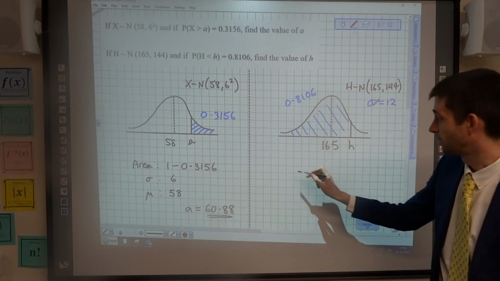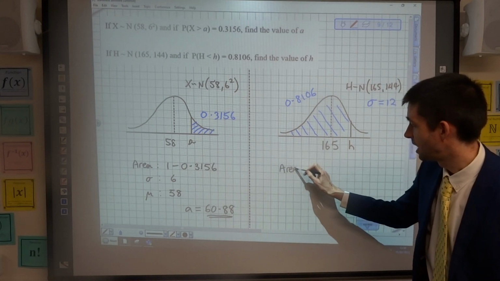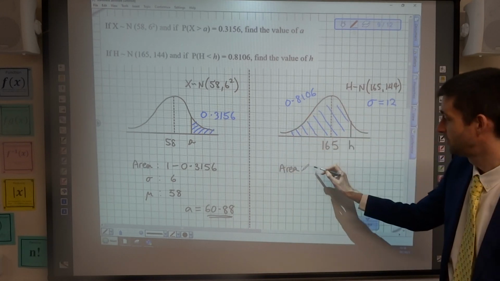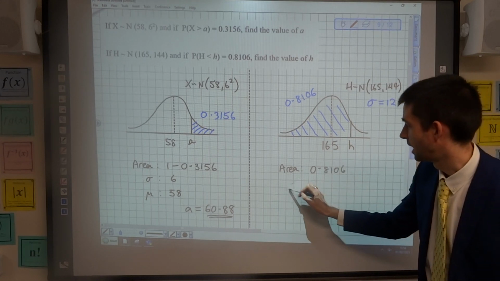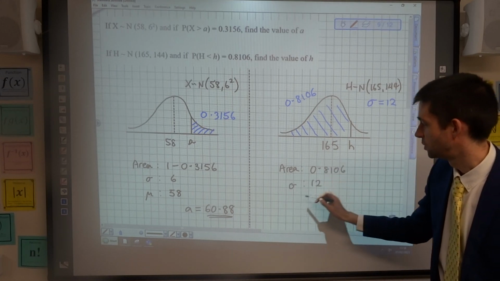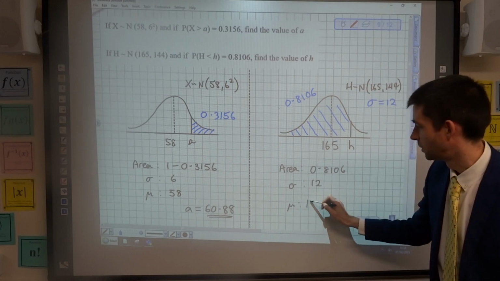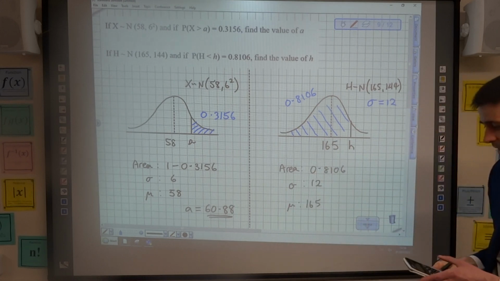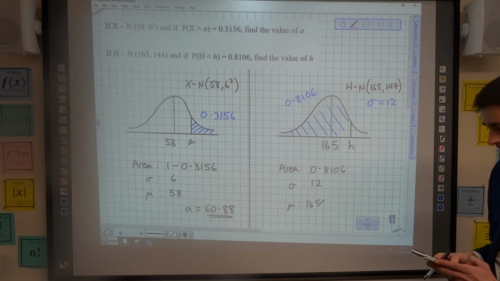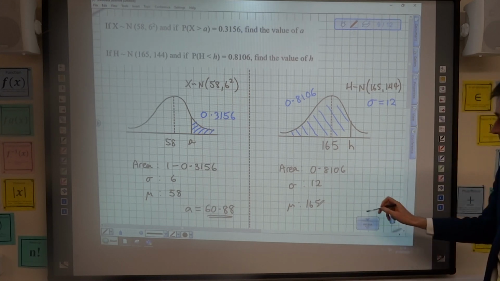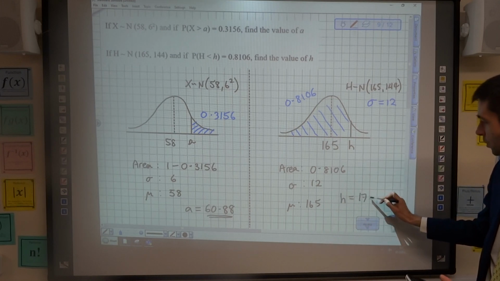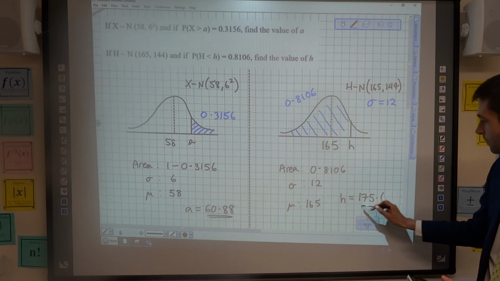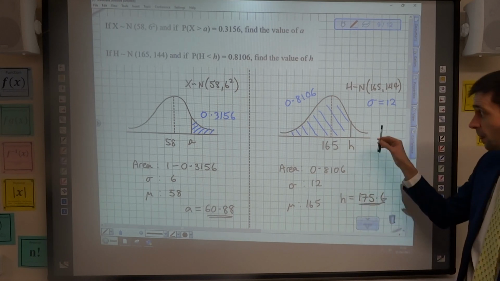So again, if I go to the calculator, it wants the area to the left. I have the area to the left, which is 0.8106, so I can put that in. The standard deviation we know is 12. The mean we know is 165. So I can give it that information, and it will tell me that H is 175.6. That's to 1 decimal place, which again makes sense.